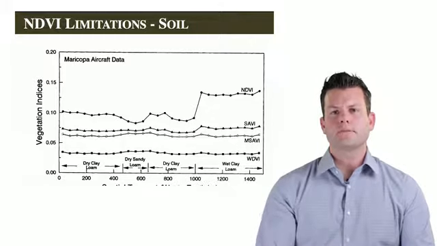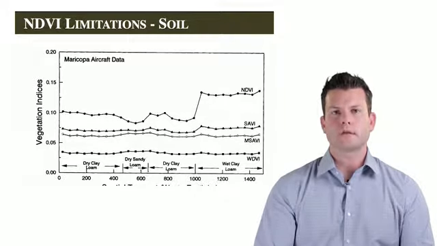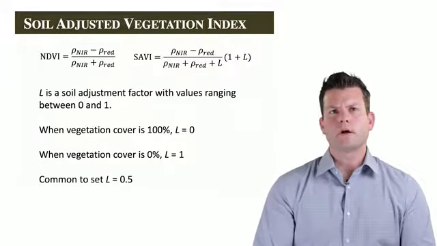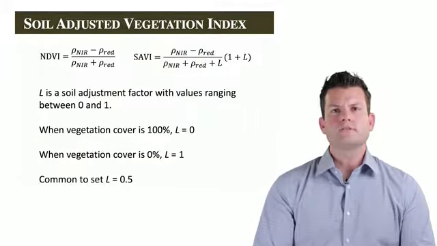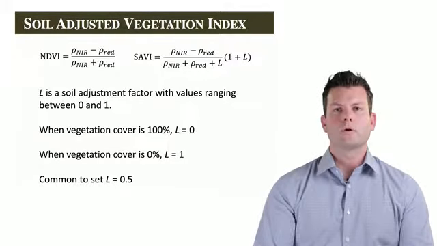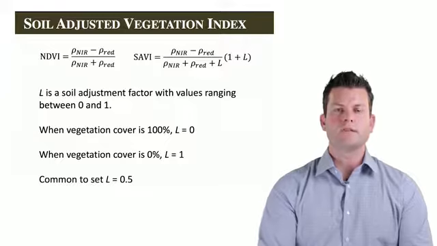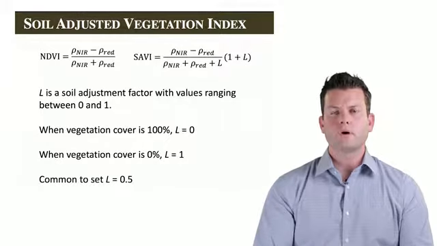You can also see that there are a few other indices plotted there, and they tend to have much lower sensitivity to variations in the soil across the transect. The first one of those is the Soil Adjusted Vegetation Index, or SAVI. You can see that the equation is very similar to NDVI. One thing to note is that it incorporates the exact same two bands that the NDVI does, the near infrared and the red.